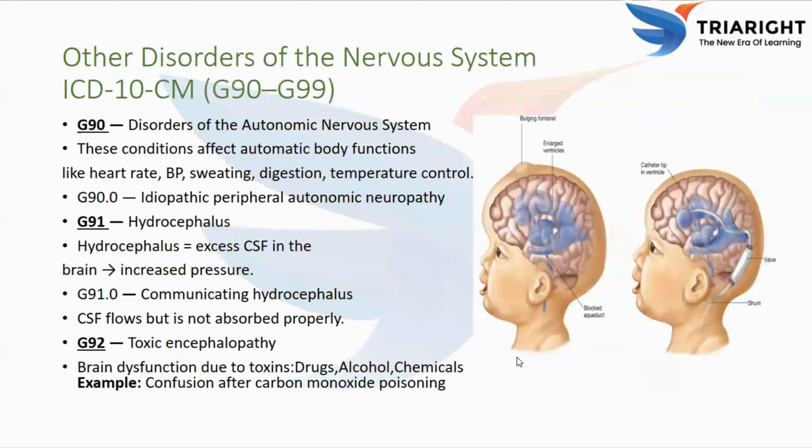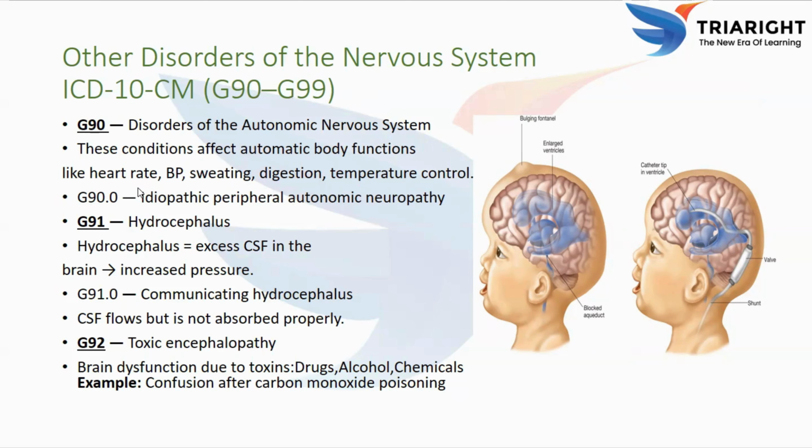So next, coming to other disorders of the nervous system. G90 code. What does the G90 code include? G90 is disorders of the autonomic nervous system. The autonomic nervous system controls the automatic body functions that we do not consciously think about, such as heart rate, BP, sweating, digestion and temperature control.